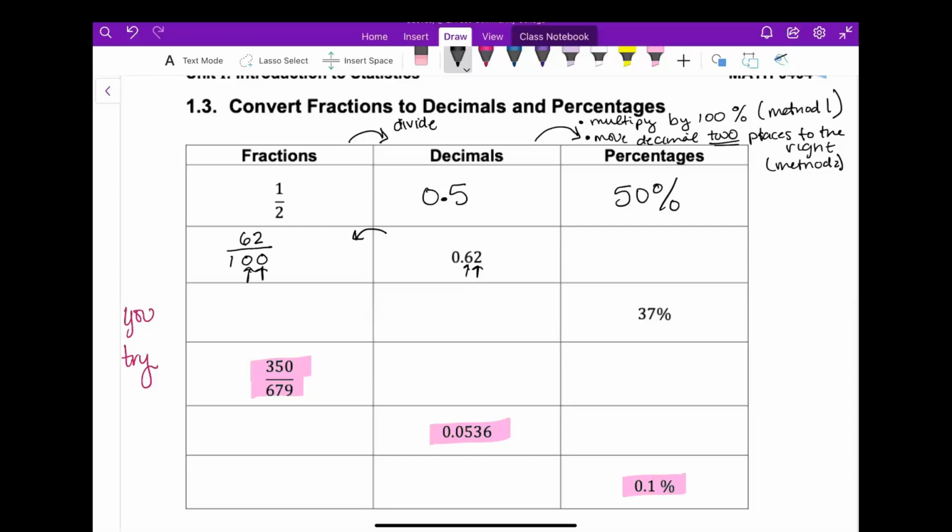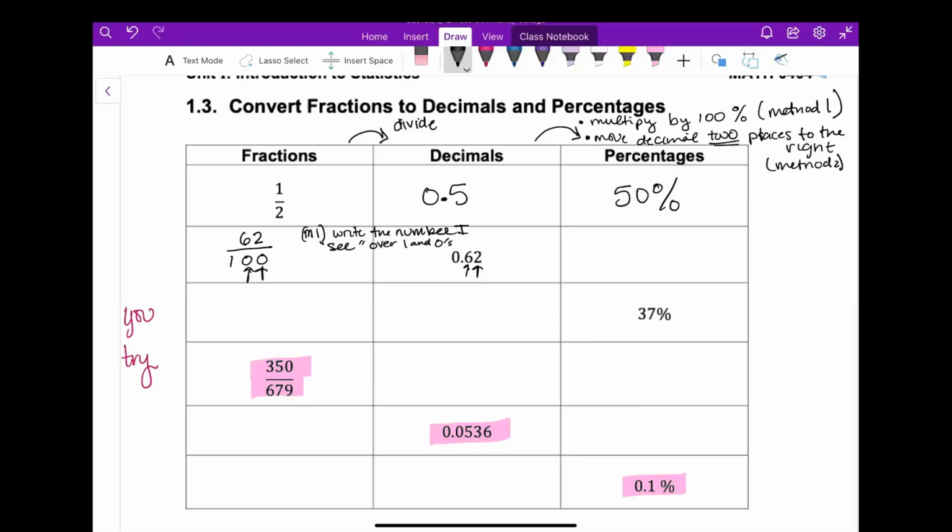Okay, so let's write this out. Method 1. I write the number I see, and I'm going to put it over 1 and zeros. And what do I mean by this? That you count the amount of decimal places. So we have 62 over 100.